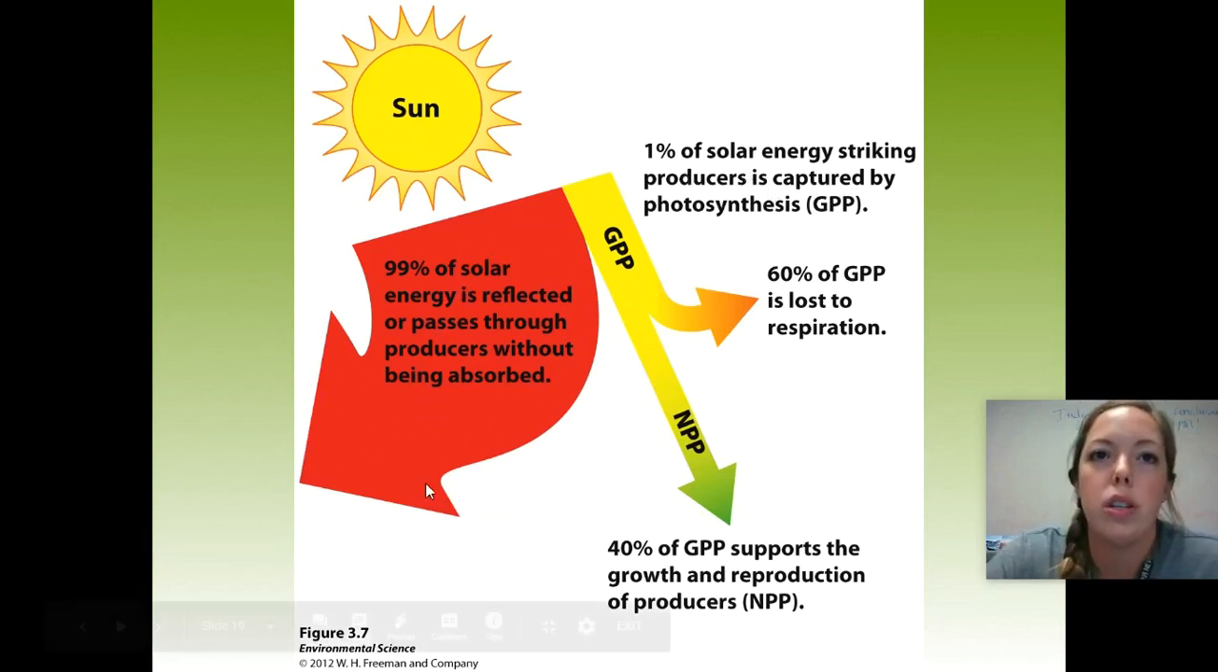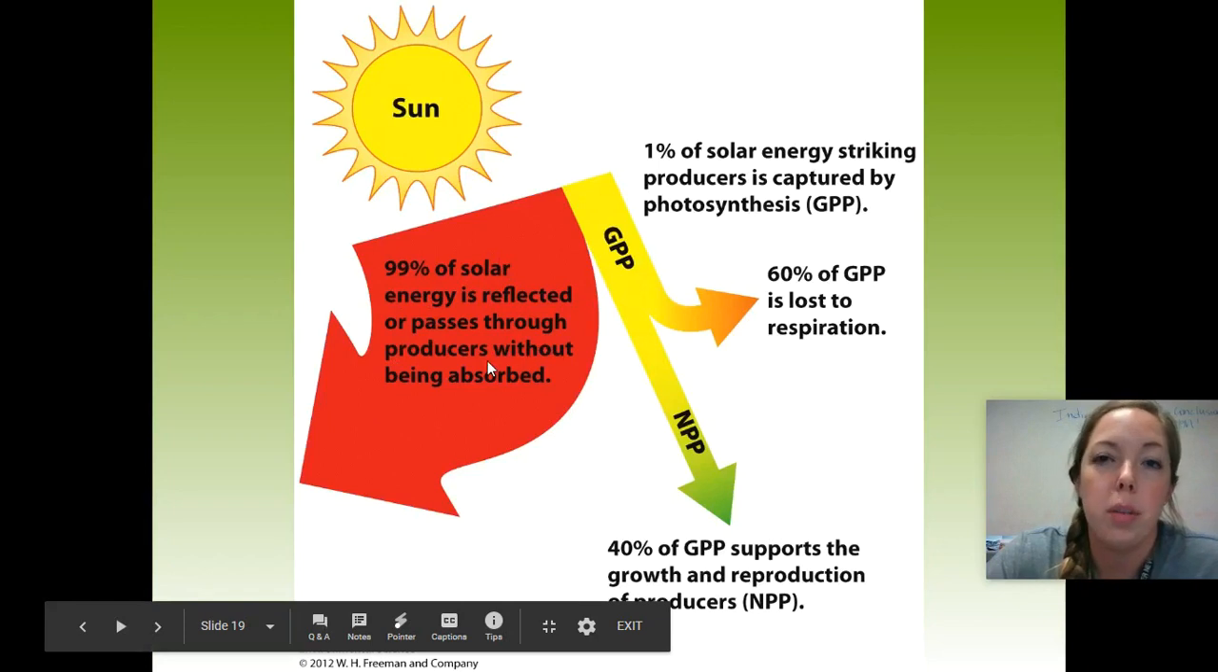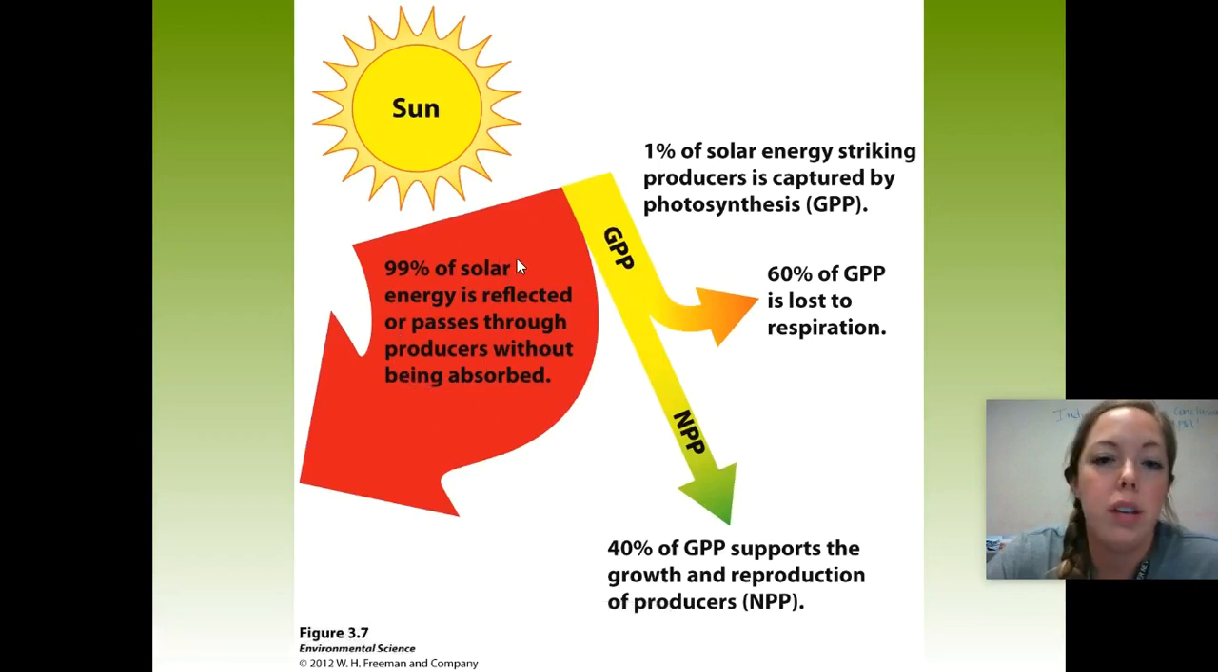Most of the solar energy that they're talking about here is lost from the ecosystem in the form of heat, and it returns to the atmosphere. Some of the lost energy might consist of wavelengths of light that producers can't absorb.